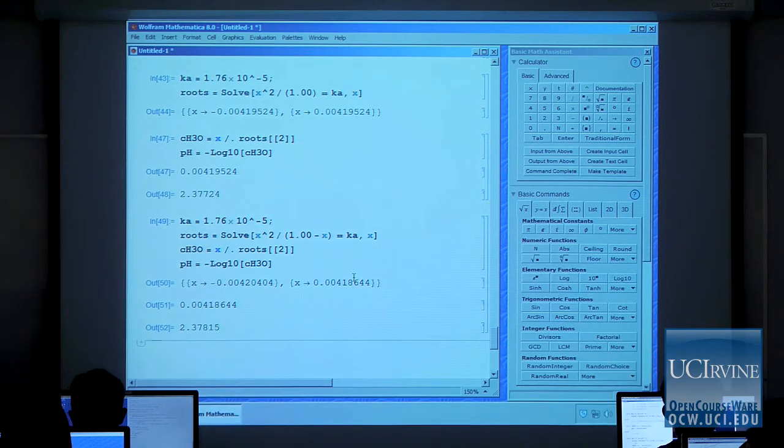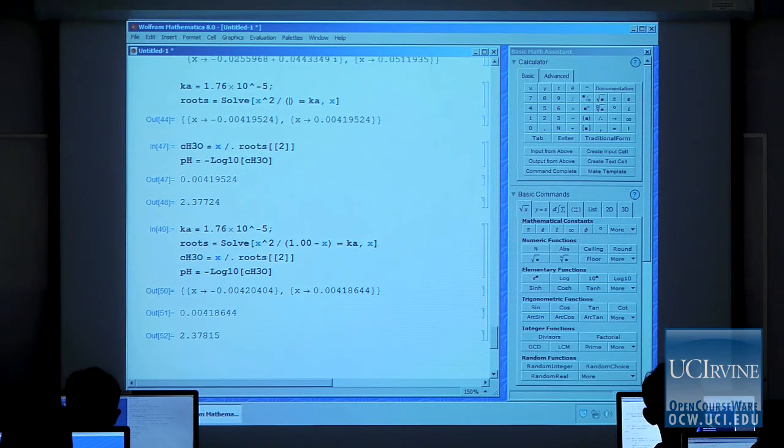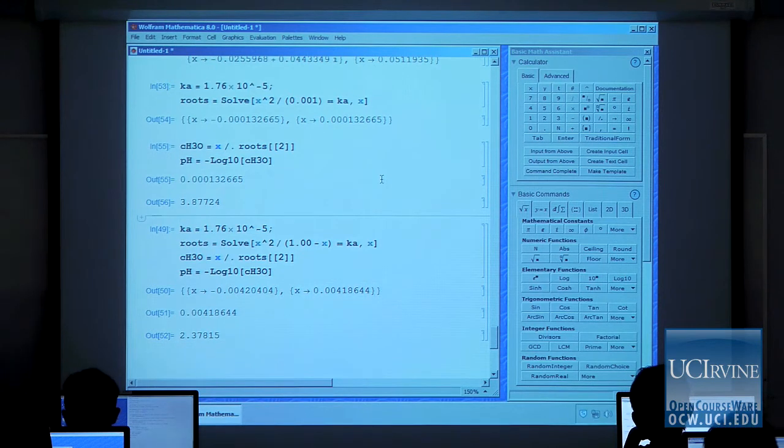Let's reduce the concentration by a factor of 1,000, 0.001. And okay, so we can go ahead and do that. Okay, and you notice now the pH is not as low. We didn't have as concentrated a solution, 1 millimolar as opposed to 1 molar.